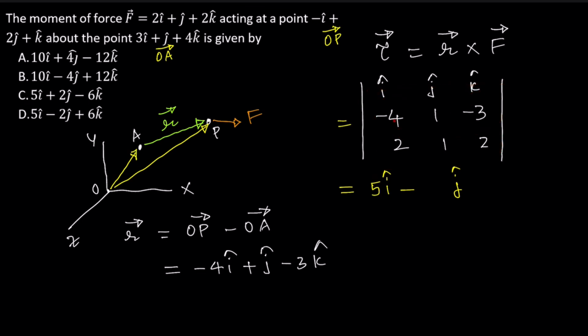So I have minus 4 into 2, minus 8, and 2 into minus 3, minus 6. So minus 8 minus minus 6, you're going to get minus 2. So that is minus 2. And now k cap. For k cap, we're going to worry about this determinant. So minus 4 minus 2, that would give me minus 6. So what do we have here? 5 plus 2 minus 6. So the answer should be C.